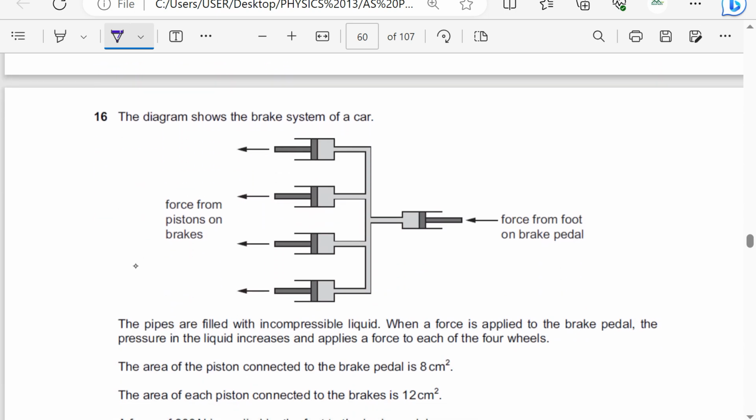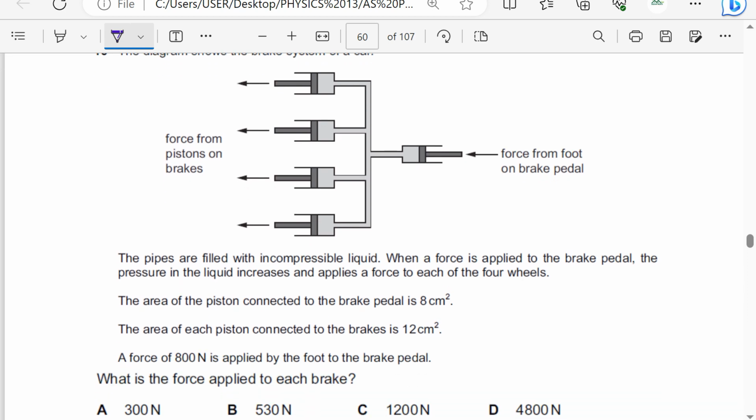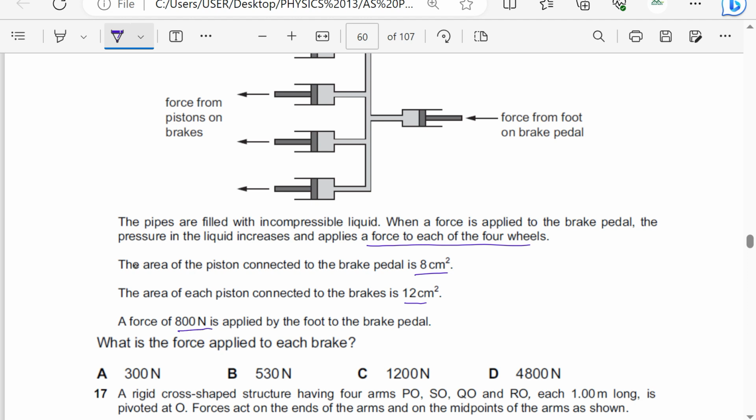The diagram shows the brake system of a car. The pipes are filled with incompressible liquid. When a force is applied to the brake pedal, the pressure in the liquid increases and applies a force to each of the four wheels. There are four wheels. The area of the piston connected to the brake pedal is 8 centimeters squared. The area of each piston connected to the brakes is 12 centimeters squared. A force of 800 newtons is applied by the foot to the brake pedal. What is the force applied to each brake?